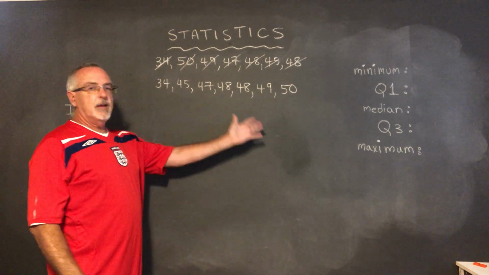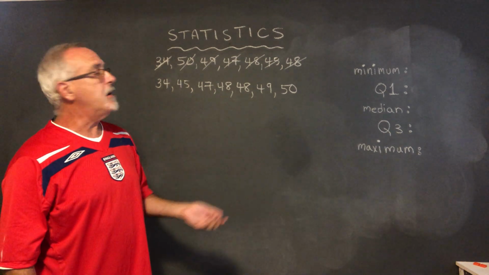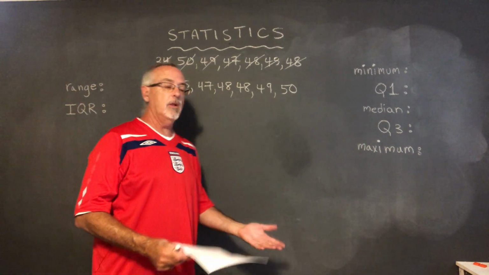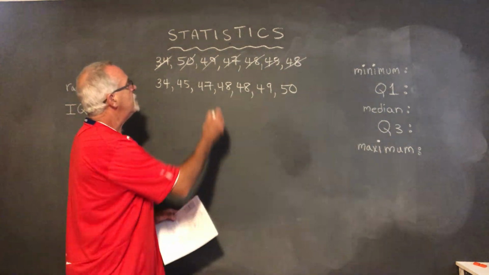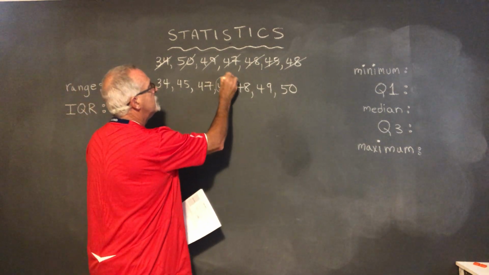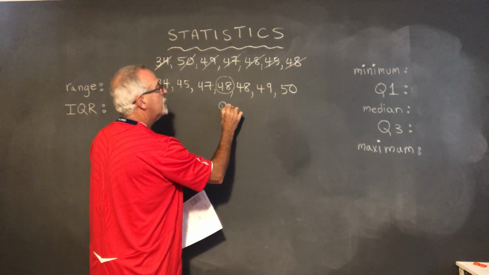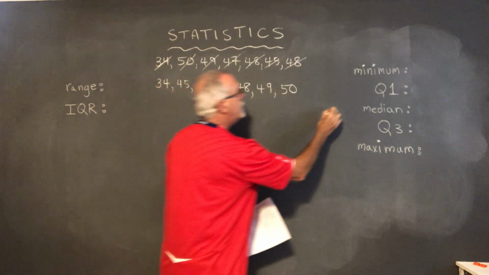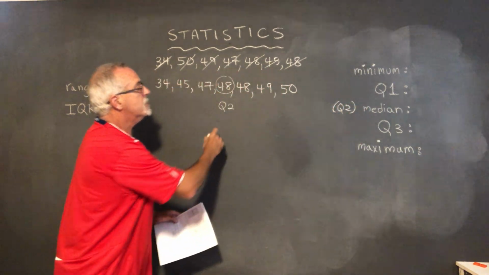Now, when you have 7 values, it's a really quick set of data to find the median and to find the Q1 and the Q3, the median of the lower half, the median of the upper half. Because it's an odd number, that's one of the things that makes it easier. Our middle value is 48. That is my median, but I'm going to call it Q2. And over here, I'll write Q2 in brackets next to median. So the median is 48.